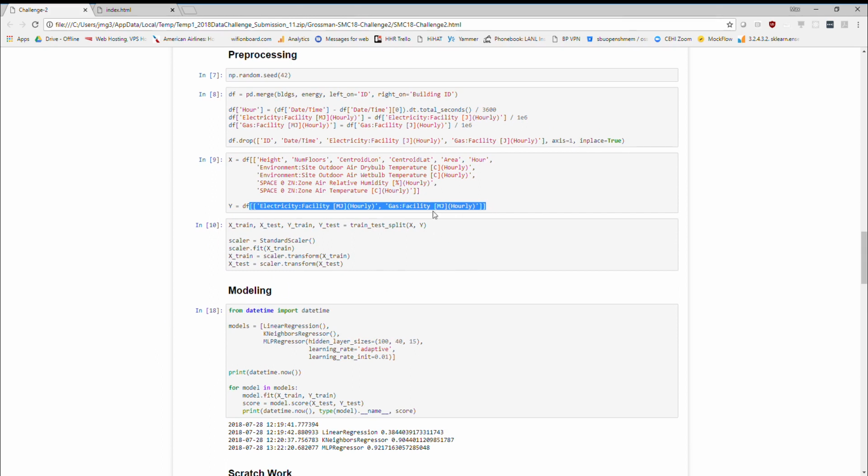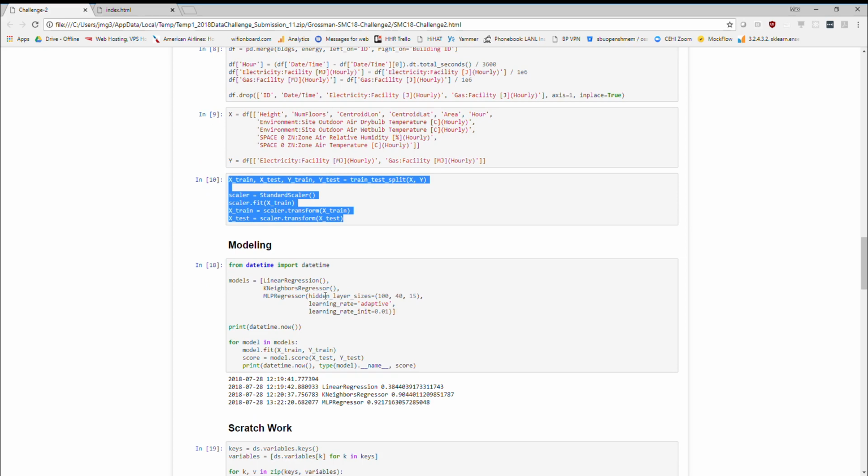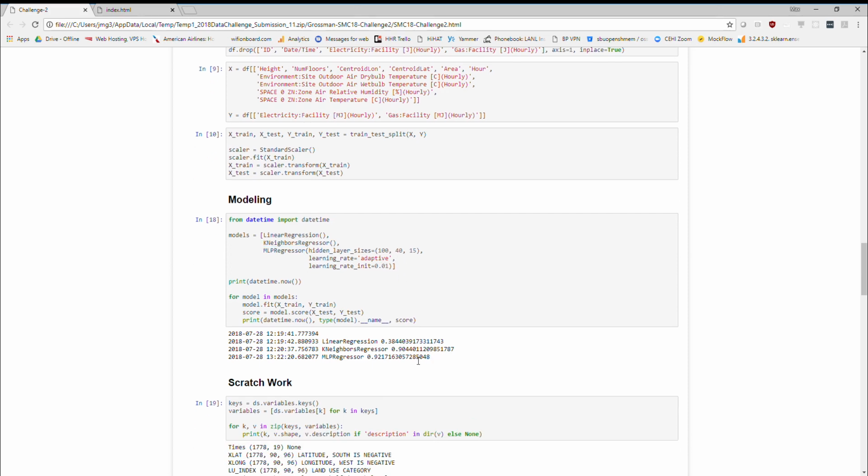We use these to construct both a training and a test data set, and then we tried three different types of models: a linear regressor, a k-nearest neighbors regressor, and an MLP regressor, which is a simple form of neural net with 3 hidden layers. We print out the R-squared scores here. We can see that the linear regressor doesn't really capture much of the complexity, with only an R-squared score of 0.38. The k-nearest neighbors performs much better with an R-squared score of 0.90, but the MLP regressor, the simple neural net, performs the best with an R-squared score of 0.92.